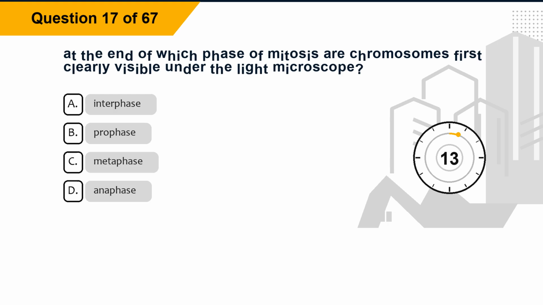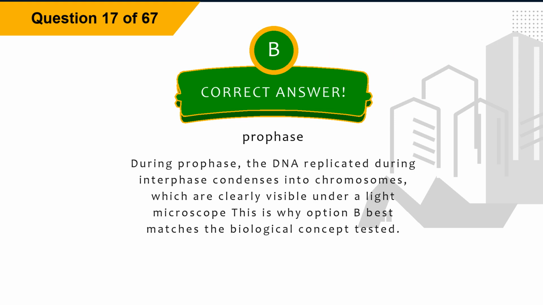Question 17. At the end of which phase of mitosis are chromosomes first clearly visible under the light microscope? Option A, interphase. Option B, prophase. Option C, metaphase. Option D, anaphase. The correct answer is option B, prophase. Explanation: during prophase, the DNA replicated during interphase condenses into chromosomes, which are clearly visible under a light microscope. This is why option B best matches the biological concept tested.